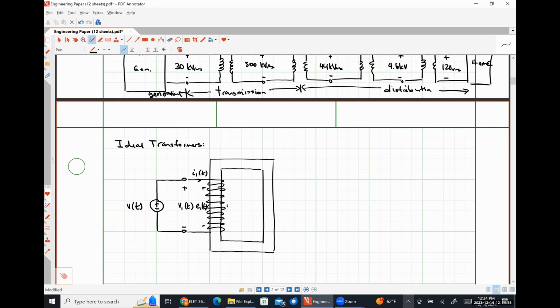So this coil will have N1 turns. And then over here on the right-hand side, I will have a second coil. Give myself a set of terminals.